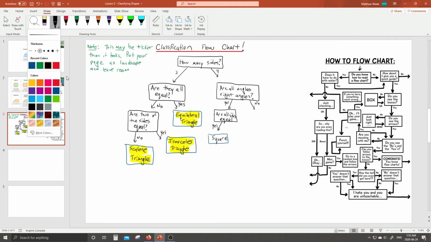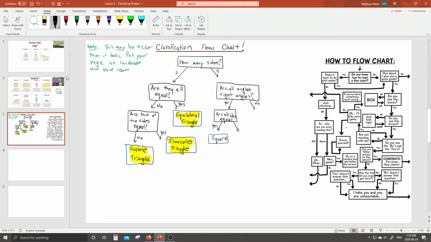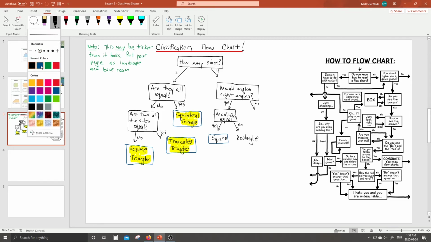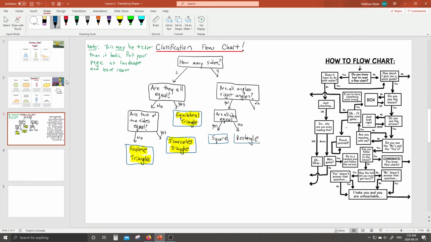So I told you I wasn't going to do it. Now, oh dear, I've actually started doing it for you. Oh dear. Now here you go. Are all sides equal? No. Well, that only leaves the rectangle then. So can you see how we already busted out 2 of the shapes? There's not too many more to do. So that's it. Square and rectangle.